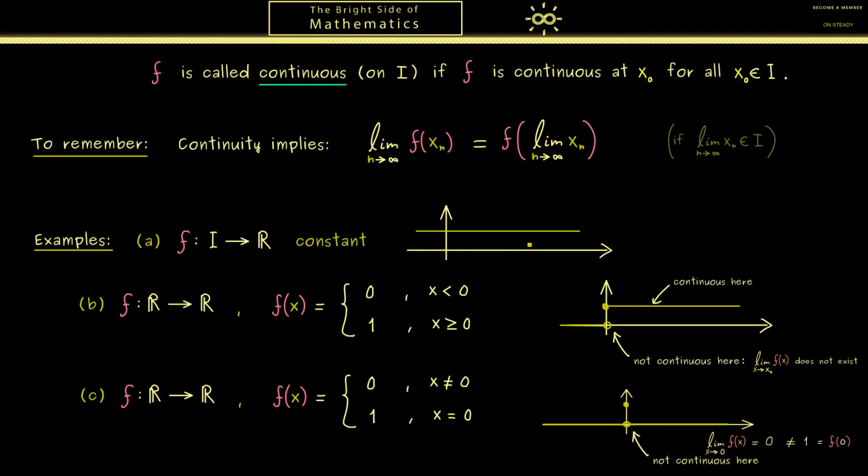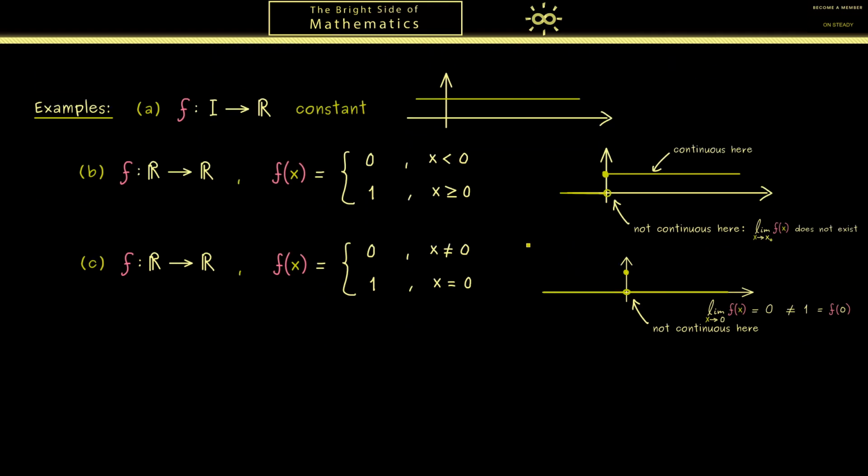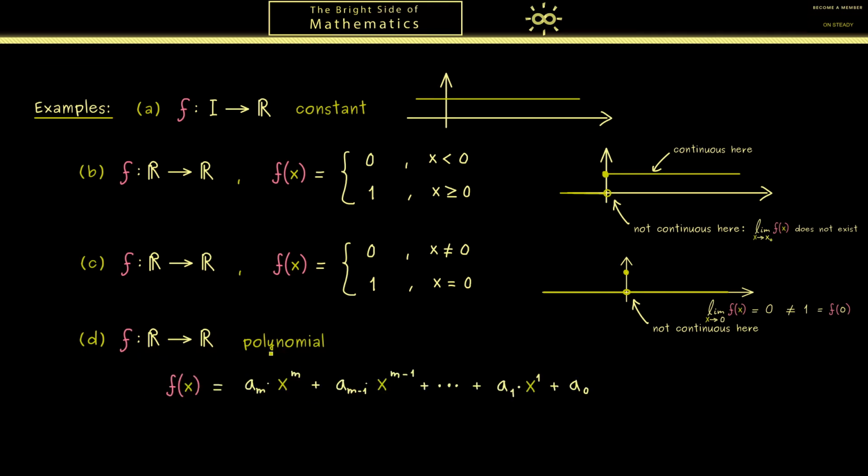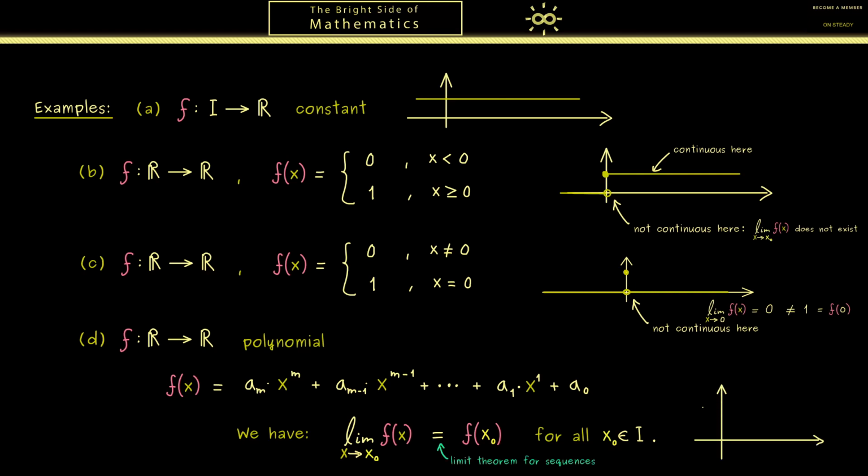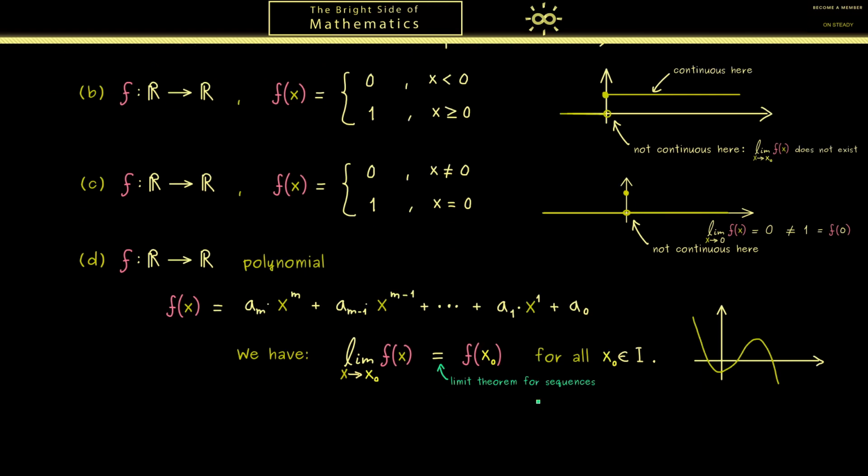Okay, let's also recall a positive example from the last video. This is just a general polynomial which can be defined on the whole real number line. And it can be written in this form where we have coefficients a_k. And now you know we have already shown by using the limit theorems for sequences that we have continuity at all points. Or more explicitly, we have shown that the limit x to x0 is the same as f of x0. Therefore, such a polynomial never has jumps. So this is a very nice and important example of a continuous function.